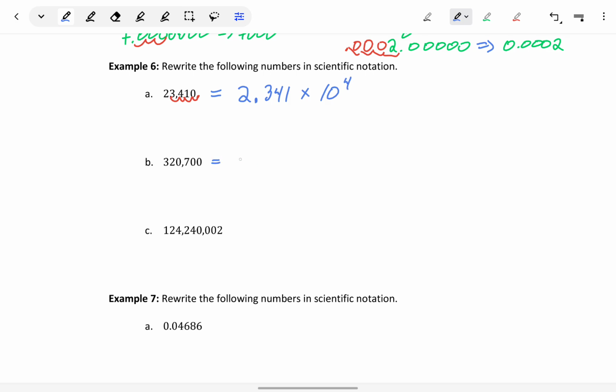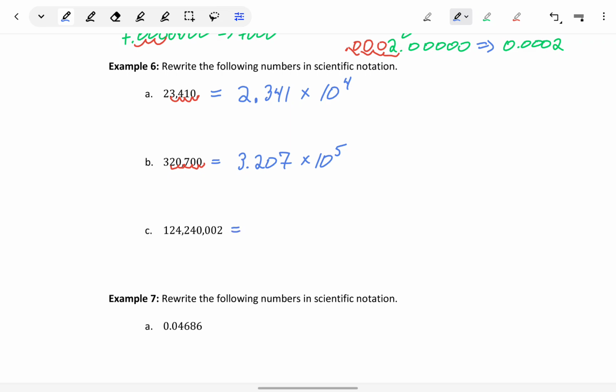Similarly, 320,700 will be rewritten as 3.207, and we could or could not include those trailing zeros. The original decimal would have moved 1, 2, 3, 4, 5 places. So we'd write this as times 10 to the 5th power.